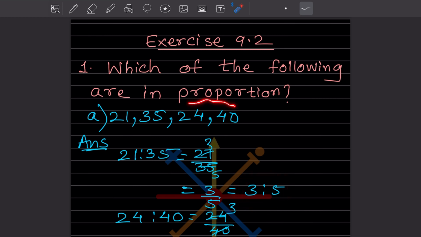Now here, when we say 24 is to 40, we will divide it. What are we going to divide it by? I did it by 8.